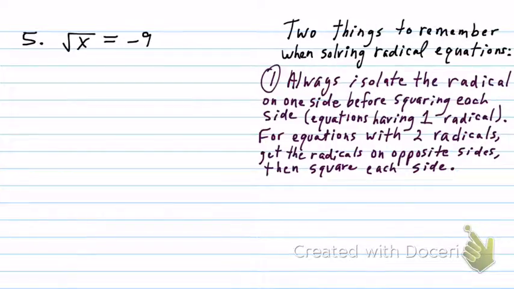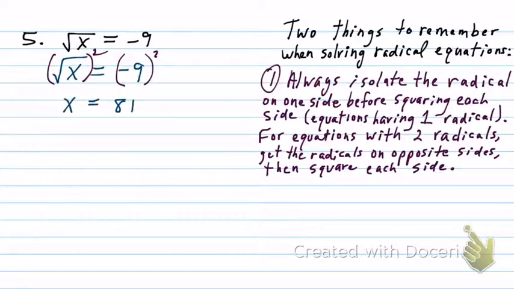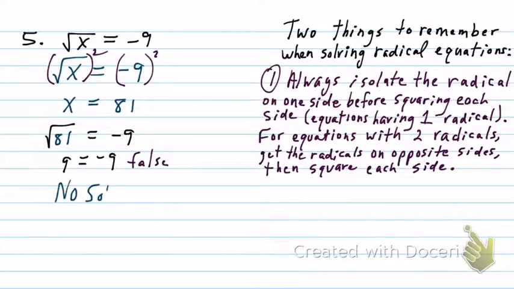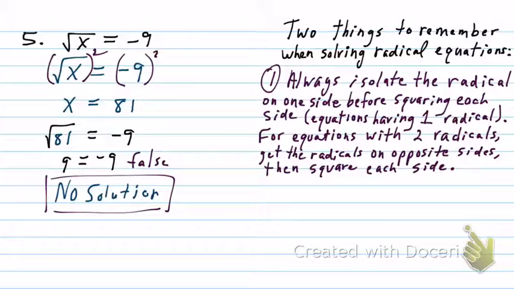So consider the square root of x equals negative 9. So let's square both sides. We get x equals 81. However, if you plug that in, that doesn't work, because the square root of 81 is 9, not negative 9. So this is false. So 81 does not work. So here we have no solution.